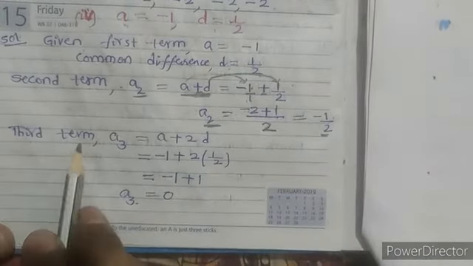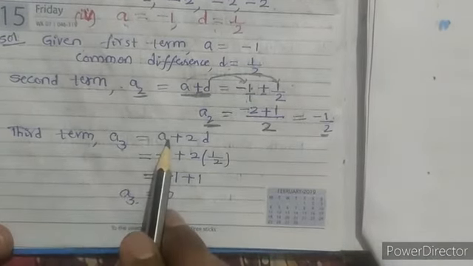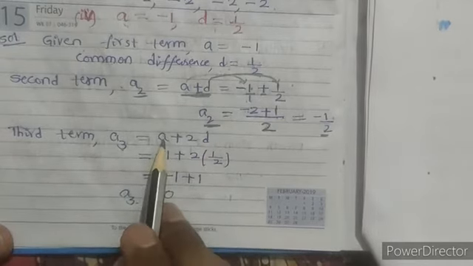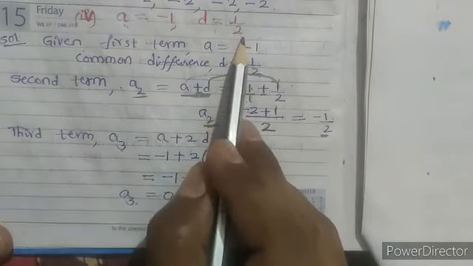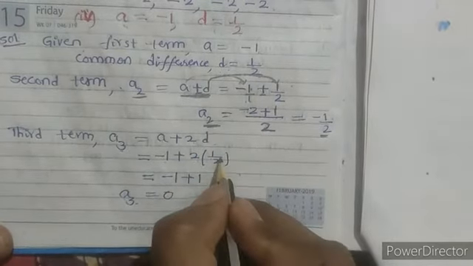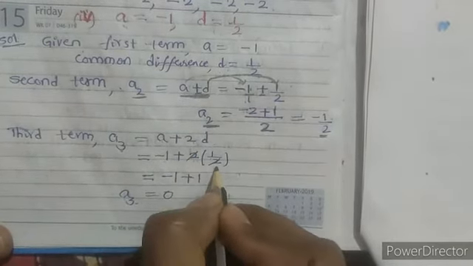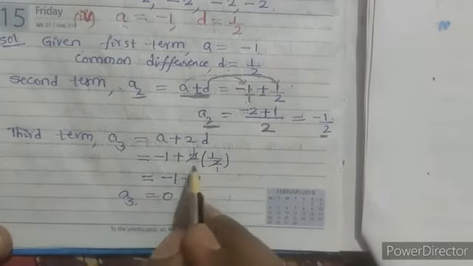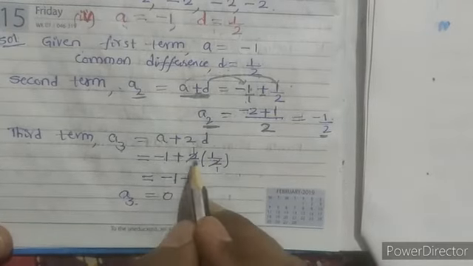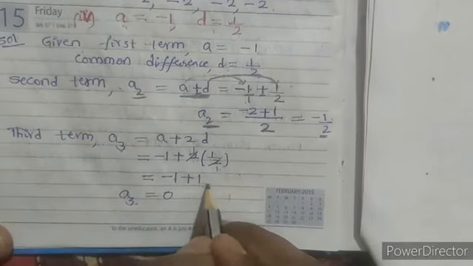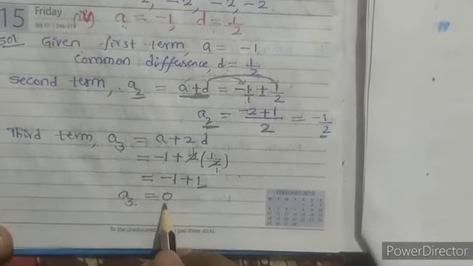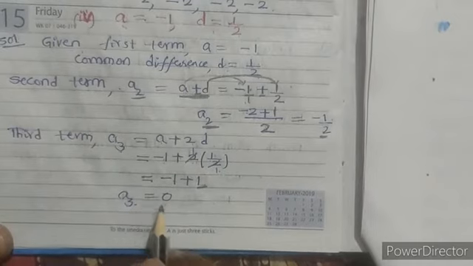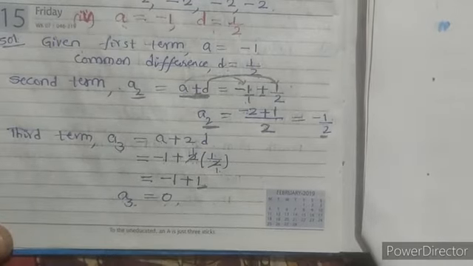Same way, third term a3 is represented as a plus 2d. a value is minus 1. 2 into d value, already given 1 by 2. So this 2 and this 2 get cancelled. Minus 1 as it is, plus 1 into 1 by 1, that is 1 only. Minus 1 plus 1 is equal to 0. That is, third term a3 is equal to 0. Next we need to find the fourth term.